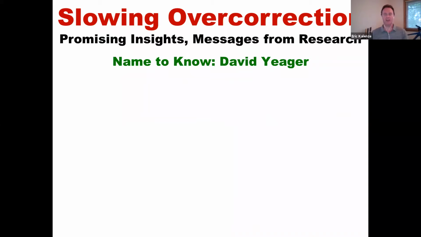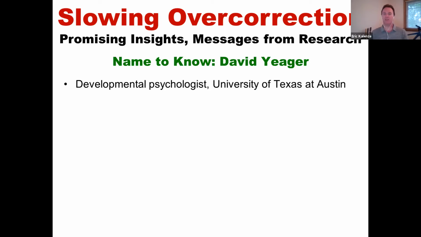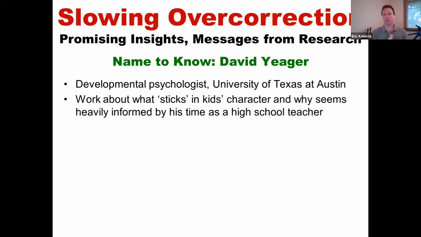And on that note, there's a name I would recommend you know, and that's David Yeager. I'm only going to get to give a quick summary of what I think is so promising about the work of Dr. Yeager. He's a developmental psychologist at the University of Texas at Austin. He works and has worked for a long time on what sticks in kids' character. Okay, so why do they decide as they do? What makes them change some of their habits from being less healthy decision makers to more healthy decision makers, and so on and so forth?